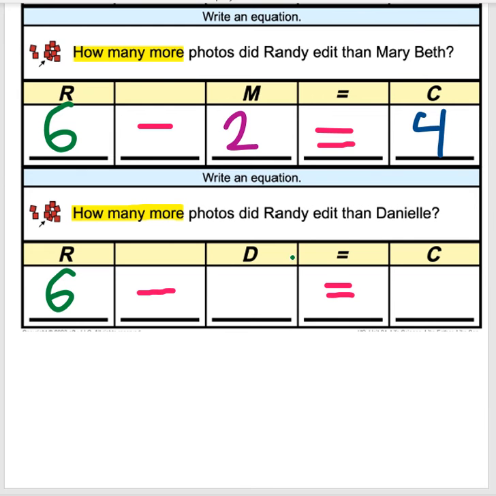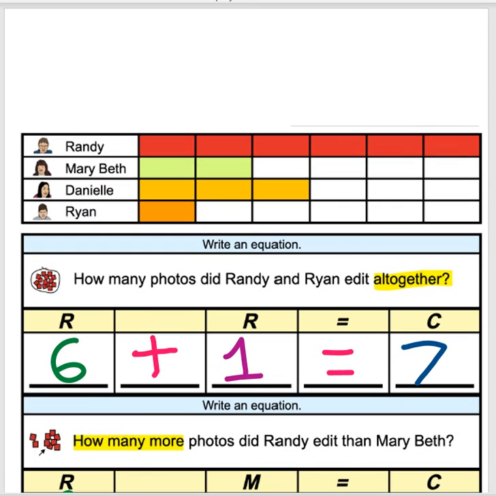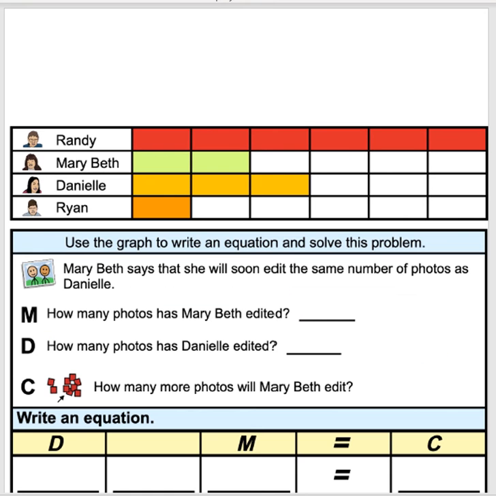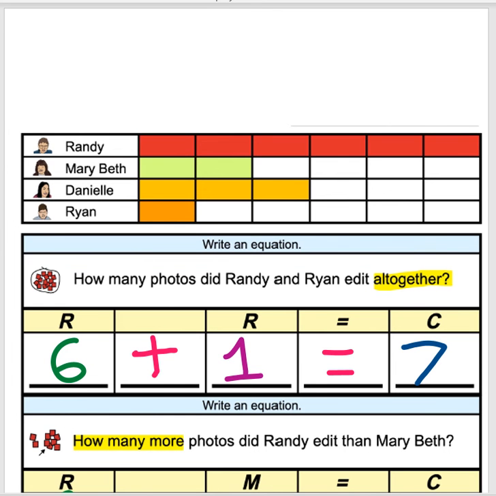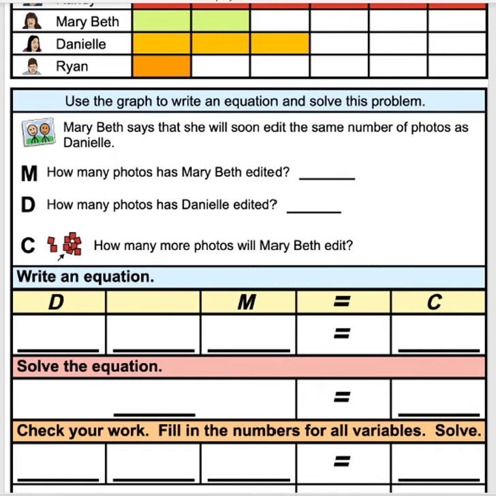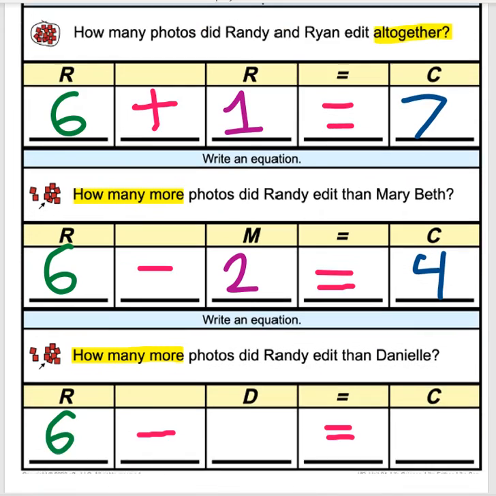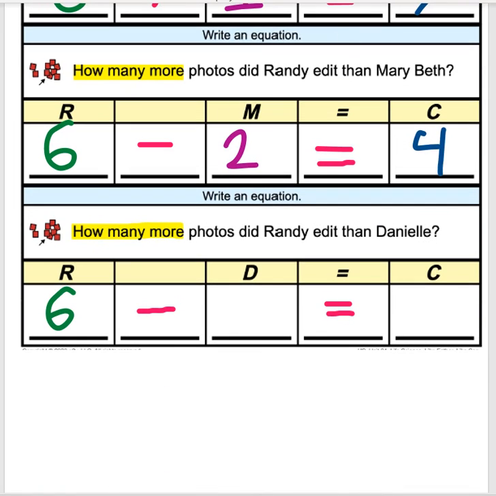And the next thing that we need to know is how many Danielle edited. So we're going to go back into our bar graph. We're going to look for Danielle's name. So we see Danielle, and let's count. 1, 2, 3. So Danielle had 3 photos edited.